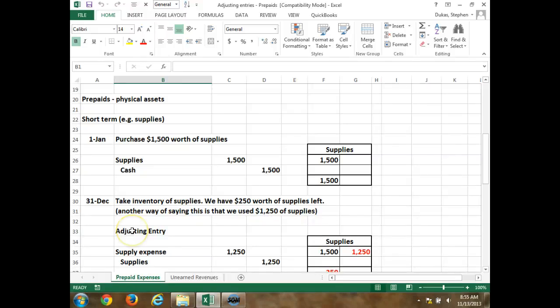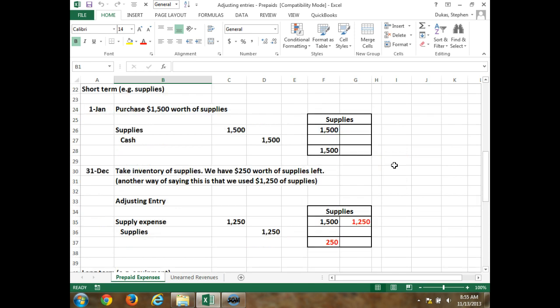In this case, we're buying supplies. At the beginning of the year, January the 1st, we purchased $15,000 worth of supplies. We debit supplies for $15,000 and we credit cash for $15,000. Our supplies account has a $15,000 balance at the start of the year.